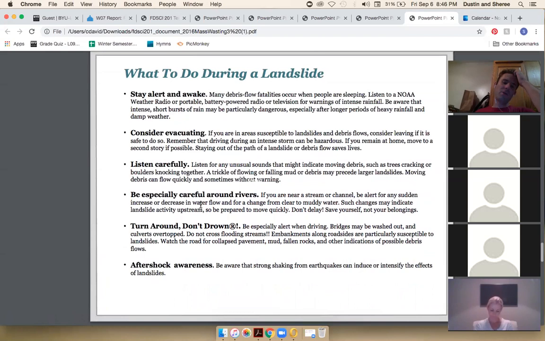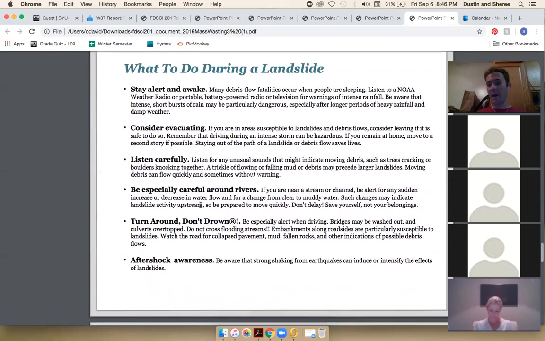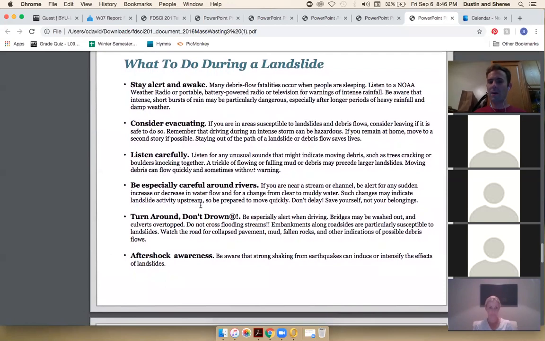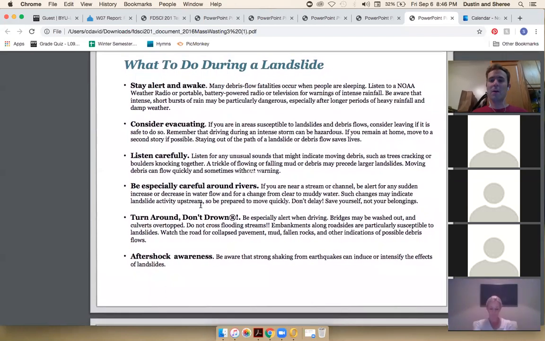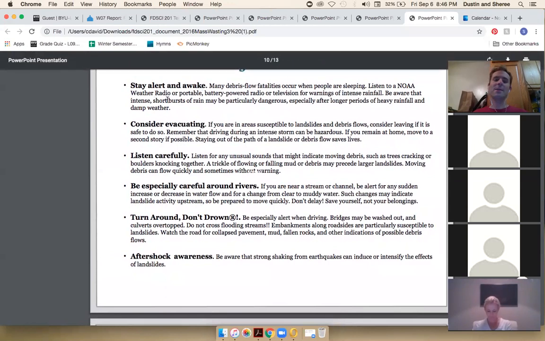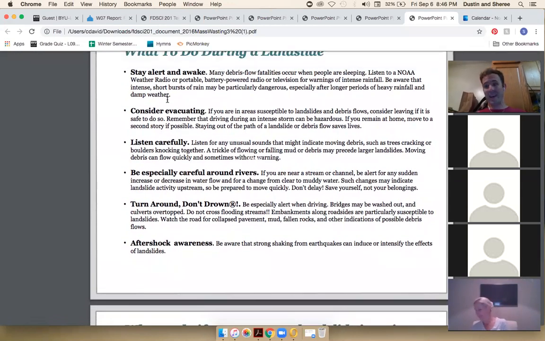And then during a landslide, what to do: stay alert, awake. A lot of times people get caught in them while they're sleeping. So stay awake, listen to the radio, consider just getting out of there. A lot of times that's the best thing you can do. Just get out of the region if they say there's a landslide occurring.